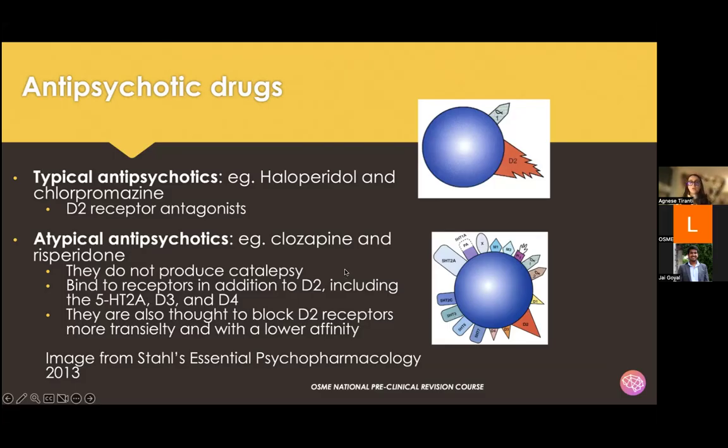Another hypothesis on why they do not produce catalepsy is that they block D2 receptors more transiently, and with a lower affinity. So there's two hypotheses as to why they do not produce catalepsy, either because they bind to many more receptors, leading to more complex effects, or because they block D2 receptors for less time and less strongly.